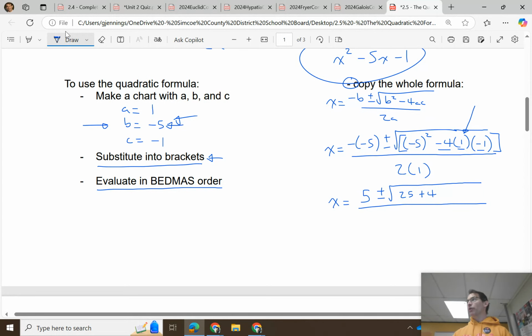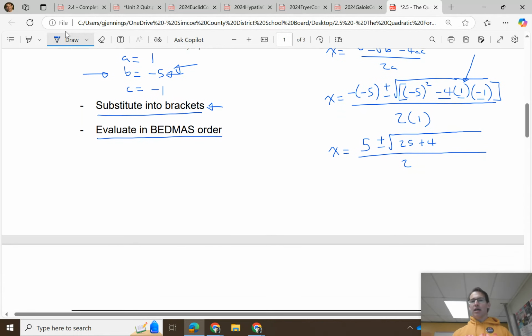So that's a good simplification. Or we might have minus 4, and that would be okay too. But if you subtract 4 here and end up with 21, you are incorrect. We need 29 underneath that square root thing. And then 2 times 1 is just 2. Okay? Then we have our final answer of x is equal to 5 plus root 29 over 2, or 5 minus root 29 over 2.